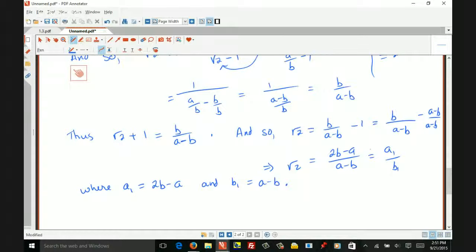Do you think that a1 is equal to a? Do you think 2b minus a is going to be equal to a? Probably not. You think it's less than a? Yeah, that's what I'm thinking. So let's see if we can show that it's less than a.